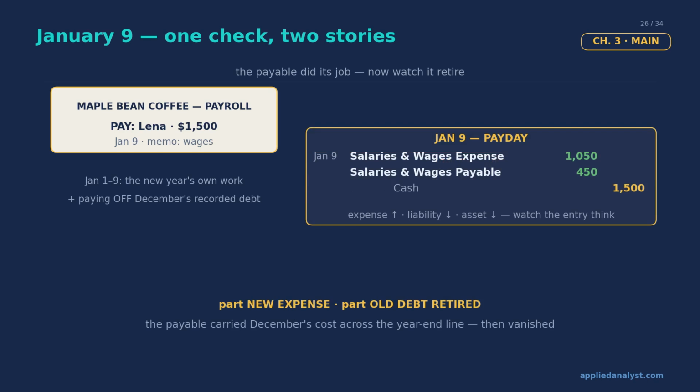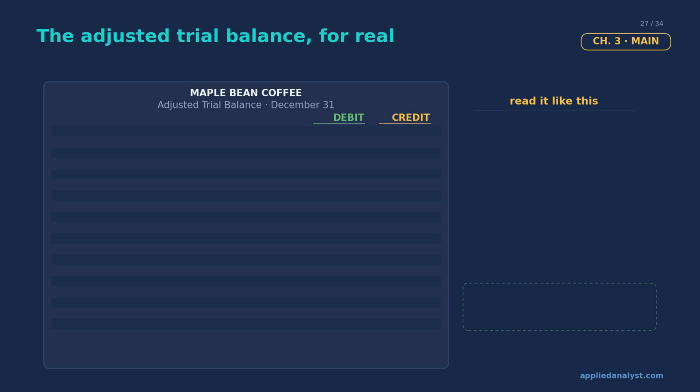And notice the payable did exactly its job. It carried December's cost across the year-end line, then vanished when the cash finally moved. That's accrual thinking in a single entry. And it's the entry where this chapter clicks for most students. Journalize all 7 adjustments, post them, and build the adjusted trial balance.